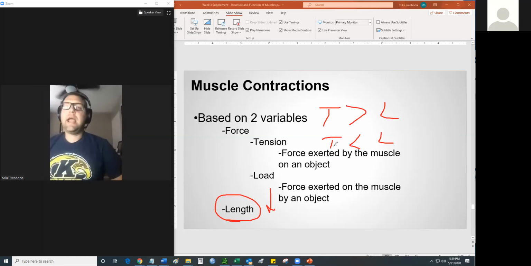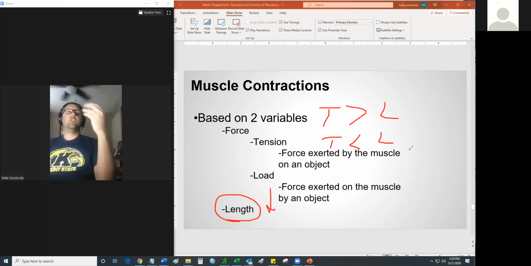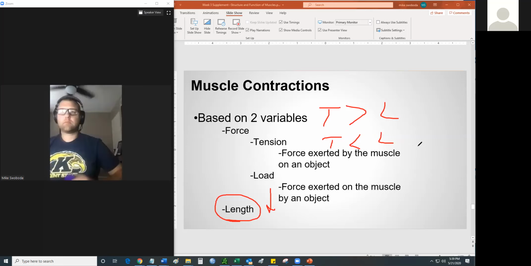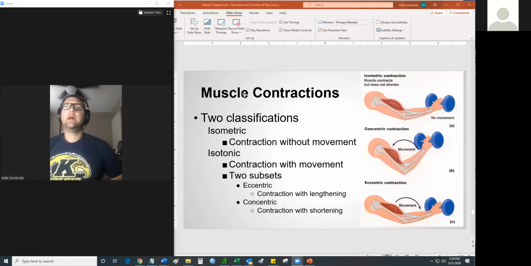When I have my tension less than the amount of the load, meaning the load is exerting more force than what my muscle can produce in tension, my muscle will lengthen. So this produces a lengthening, this produces a shortening. And now when we look at the actual classifications of our muscle contraction, it'll make a lot more sense here.